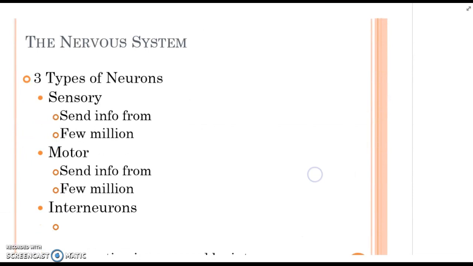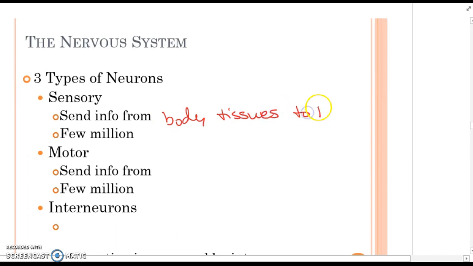So in the nervous system, there are 3 types of neurons. One is sensory, and it sends information from the body's tissues to the brain. Okay, so it senses something and then it sends that information to the brain. And then the motor neurons are what actually get that information, so they send information from the brain to the body to do something.